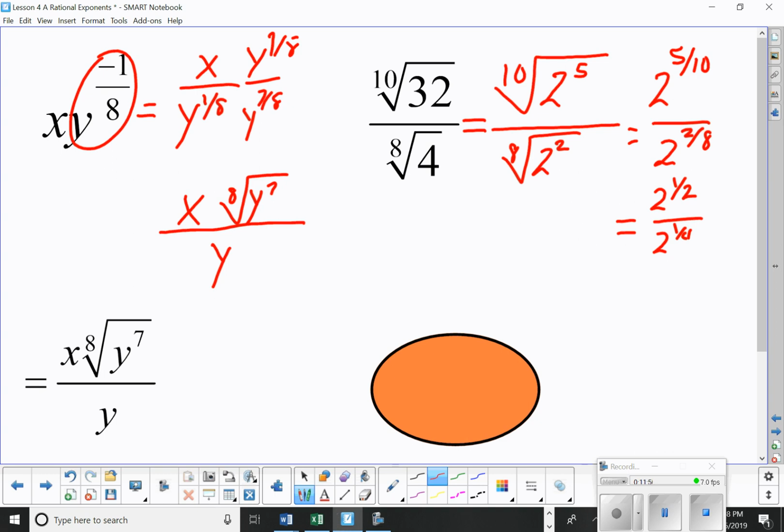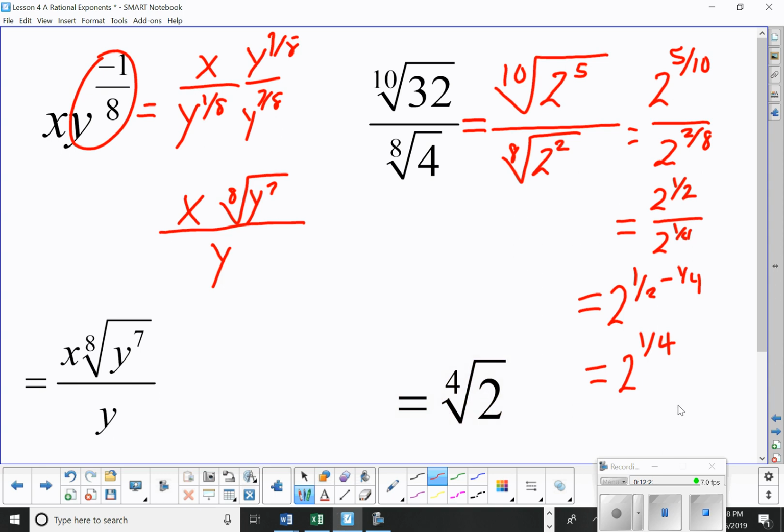When you do that, recall that dividing like bases means you subtract your exponents. So 2 to the 1/2 minus 1/4. 1/2 minus 1/4 is 1/4, and voila, 4th root of 2. You cannot do the division here. You can't combine the 32 and the 4 and divide them unless those indices are the same.